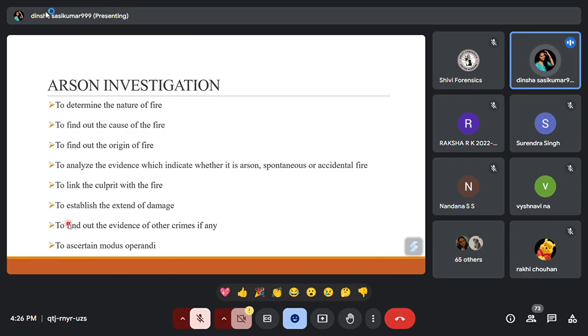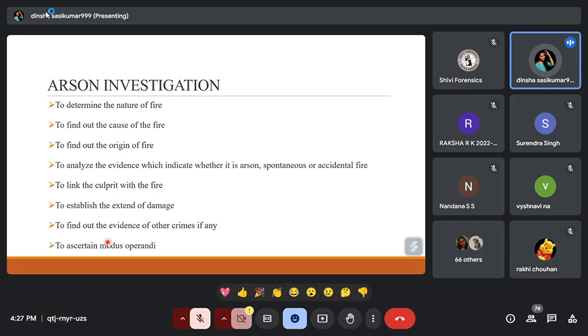Then we have to link the culprit with the fire. There will be one culprit who has caused the fire, and we have to link them to the fire. Then to establish the extent of damage that the fire has caused. Then to find out the evidence of other crimes, if any. So if the culprit has used fire to destroy the evidence of other crimes, we have to find the evidences of other crimes, if there is any.